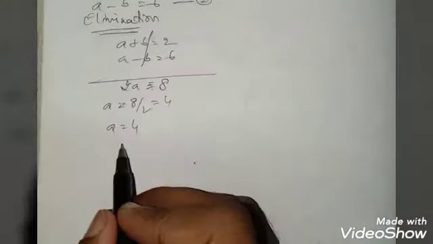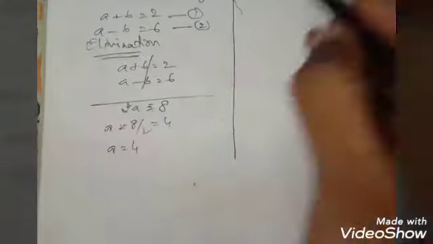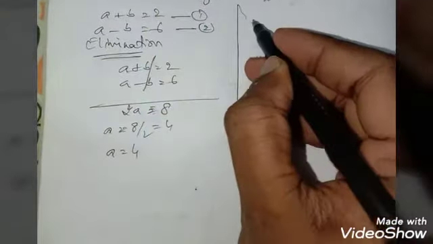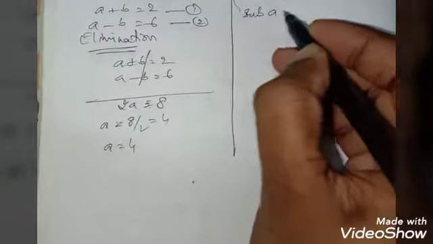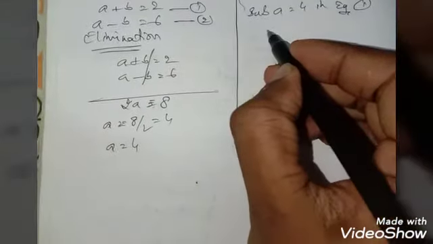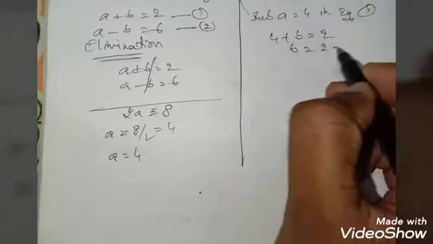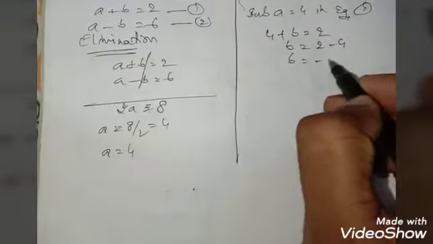Now after getting the value of a, you have to substitute this a in any one of these equations. So substitute a is equal to 4 in equation number 1. And now if I substitute here, 4 plus b is equal to 2. So b is equal to 2 minus 4. So b is equal to minus 2.